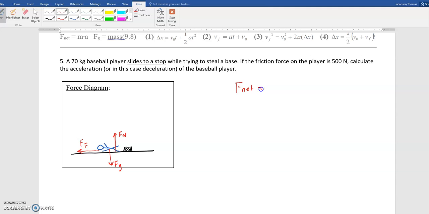So when you do F net equals ma, we should know that this player is moving to the right, okay? Now we can define left and right as positive or negative. I'm going to go ahead and just say to the left is positive. So I'm just going to make this friction force positive, and m times a, because the Fn and the Fg cancel out. There's no movement up or down. So I just have positive Ff equals ma. And if I know the friction force is 500, and I know the mass of the player is 70, I can solve for the acceleration.